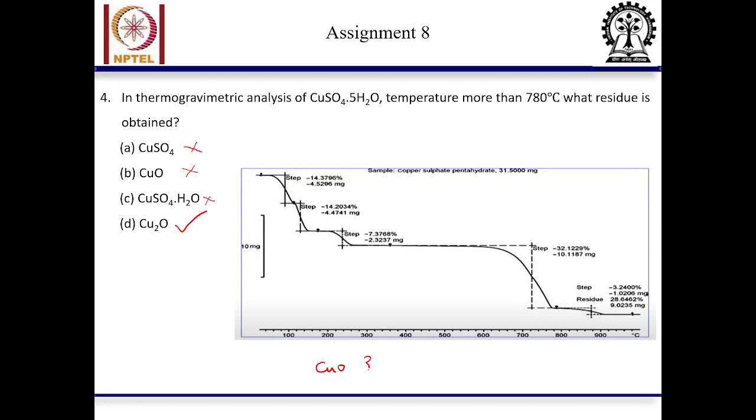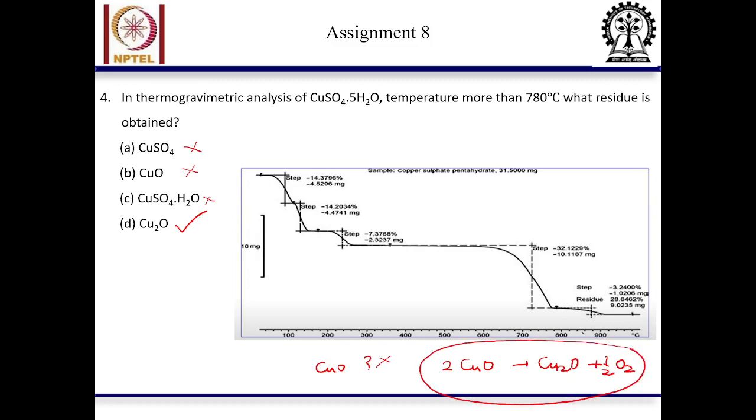All these steps I will explain in the other question. There is a deeper, more detailed question for this copper sulfate coming up. So here I will tell why Cu2O is the right answer. So this CuO is not the end product. Why? Because this CuO is prone to reduction, right? It self-reduces into Cu2O and half O2. So this is the concept here.